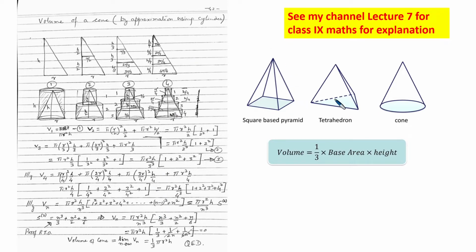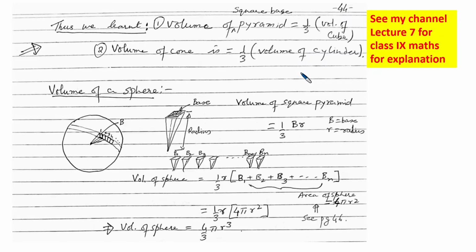And for the volume of structures like a pyramid, tetrahedron or cone, we have shown that it is 1/3 the base area times the height. This is the height. Just kindly go through lecture 7 of Class 9 maths. I am not repeating those things here because it will consume more time. Since it is already there on YouTube, I need not repeat the same thing. And thus we learned that the volume of a square base pyramid is 1/3 the volume of a cube, and the volume of a cone is 1/3 the volume of a cylinder.